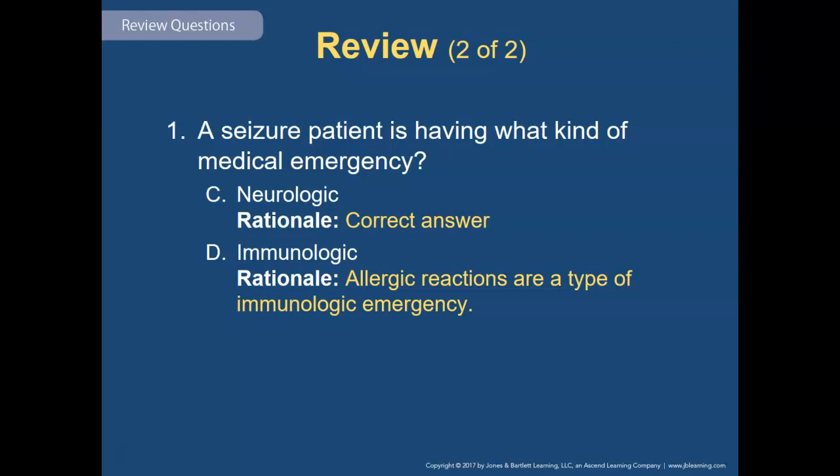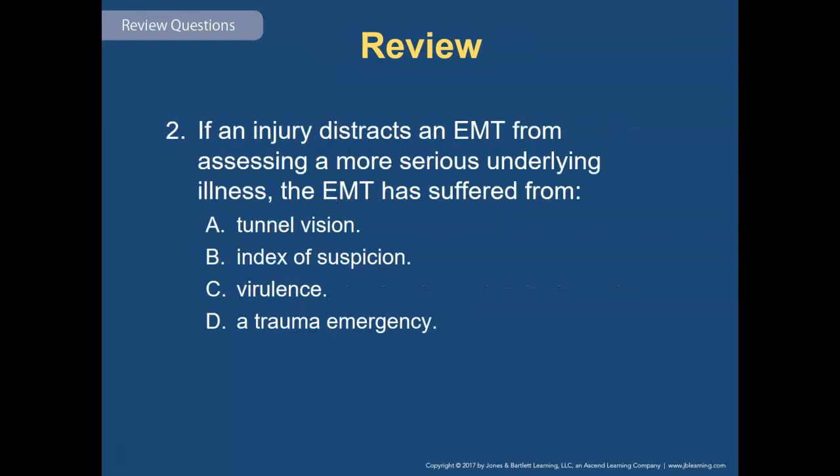Neurologic, well, that's our correct answer because that is what happens. The brain has some issues, and that's what causes a seizure. And then immunologic, if you're unaware of what that is, we're talking about allergic reaction, your immune system. Allergic reactions are a type of immunologic emergency. So those of you that got C, good job.